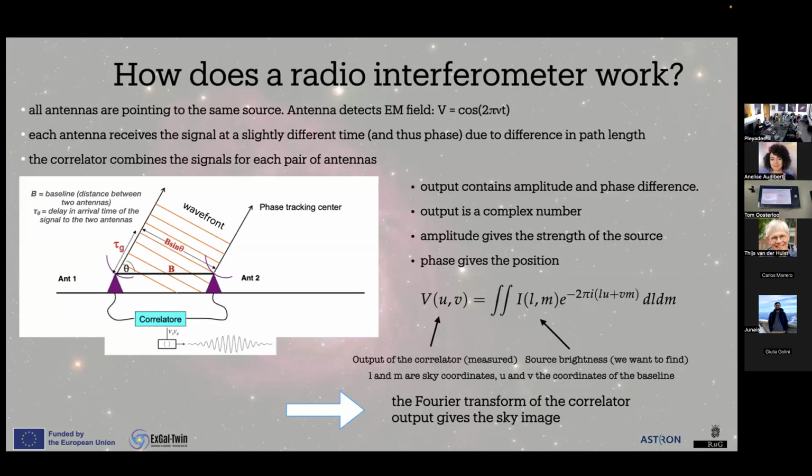Then to the technical part. This is a slide I showed on Monday, Tuesday. How does the interferometer work? This is the same slide. And what we do, we have a signal of one antenna, second antenna, we combine them in the correlator.